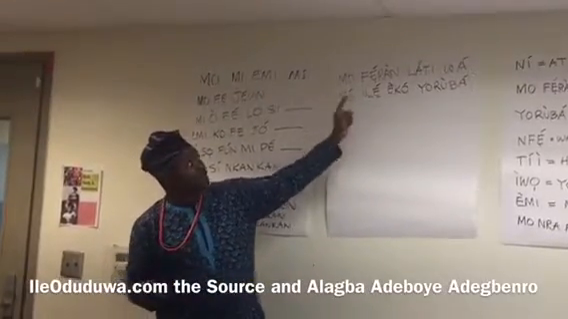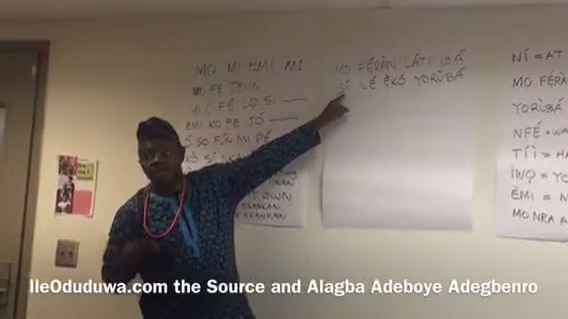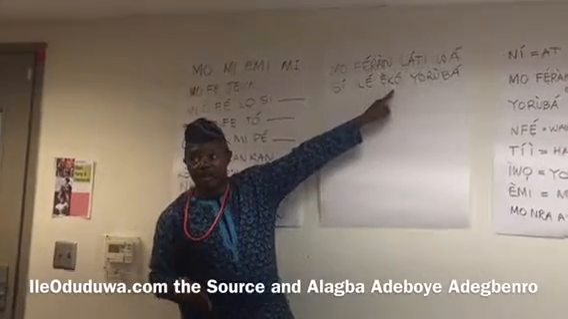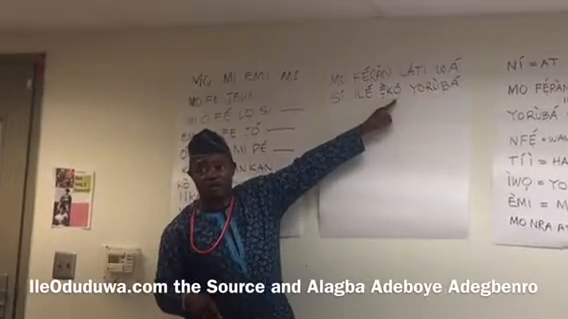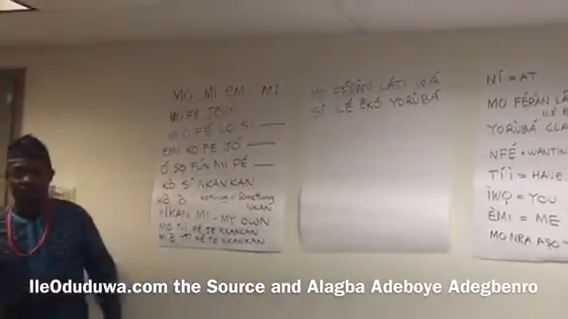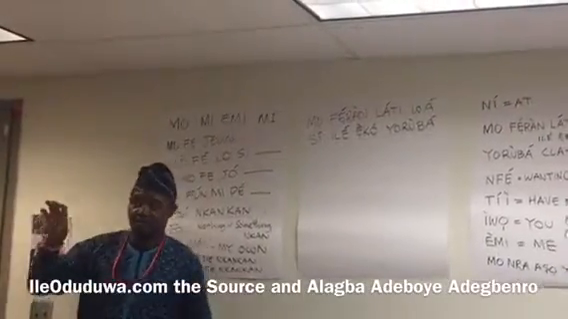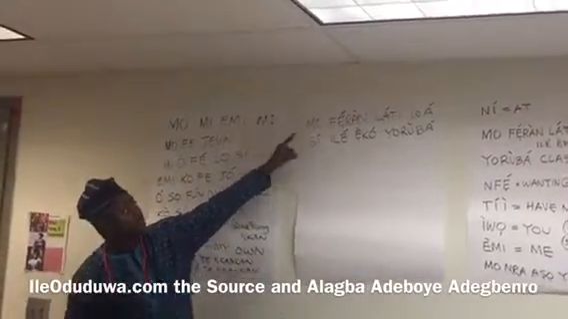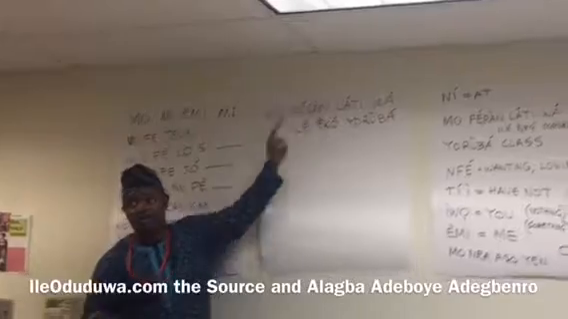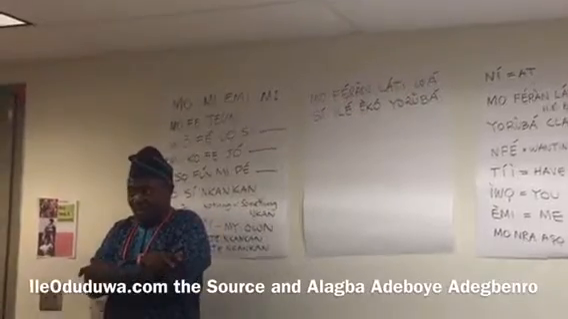Lati ko ede Yoruba, to learn the Yoruba language, or education or study Yoruba, right? So in most cases it's not going to translate exactly in English, but this is how you will say it. Mo fe ran. Fe means to like. Ran means to encompass something, to encase something.